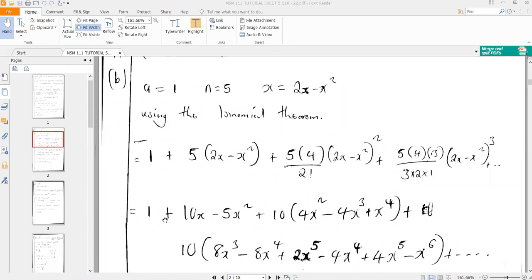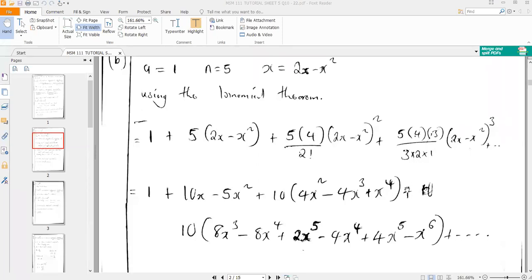So here 1 will be 1, right? Now 5 times 2x is 10x, and 5 times negative x squared gives negative 5x squared. Then here we have 2, which simply means 2 times 1. So 2 into 4 we get 2, and 2 times 5 is 10. So it is 10, times, when you expand this, we have 4x squared. Then 2 times 4x, 2 times x gives 4x. Now 4x times negative x squared gives negative 4x to the power 3. Then when you square this at the end, you have positive x to the power 4. So we have expanded this.